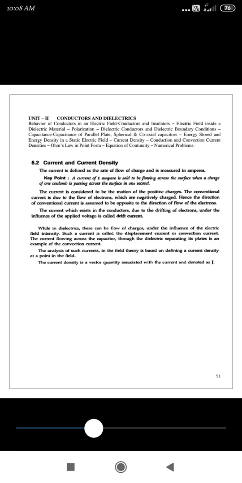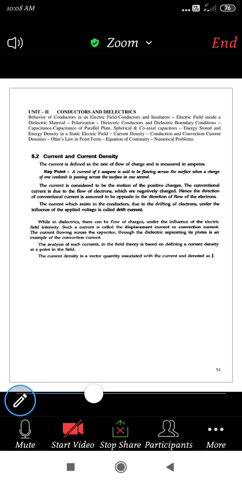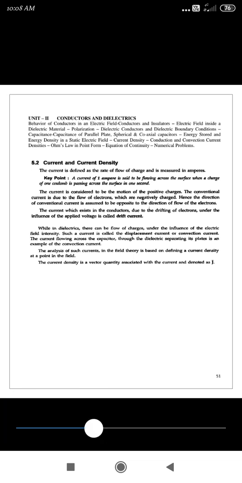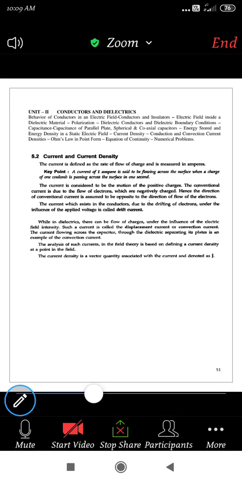Sorry for that network interruption. Now, the conductors will allow the flow of current, and in dielectrics it cannot be allowed. There is a major difference between those two things.